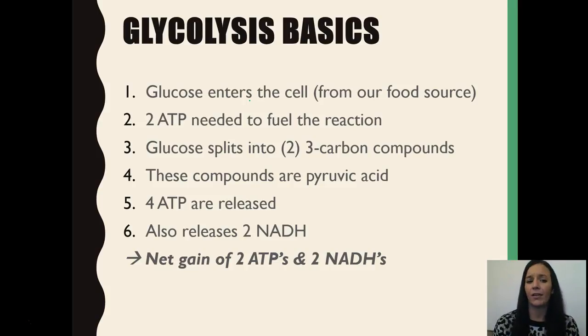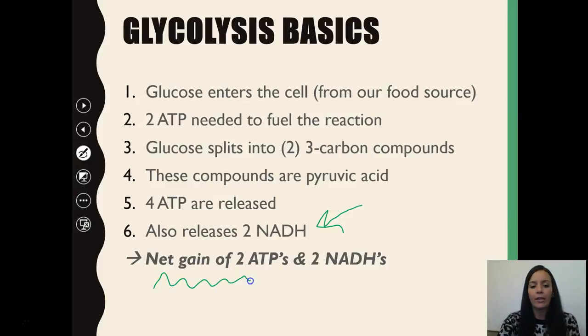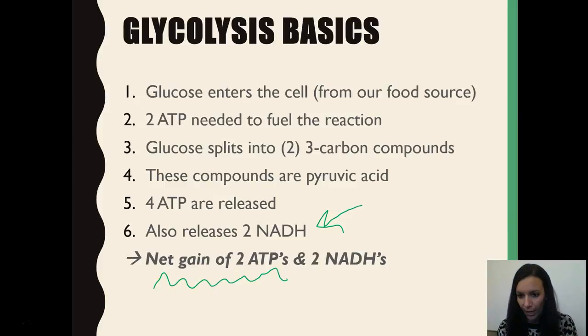So here's the basics of glycolysis. Step one, glucose is going to enter the cell. This is from our food source. We need 2 ATP to even start this reaction. Once we've started the reaction, glucose is going to split into 2 separate 3-carbon compounds. They're called pyruvic acid or pyruvate, and as a result, we have 4 ATP released. We also release 2 NADH, which will come in handy later. But it's really important to note that here our net gain is only 2 ATPs.